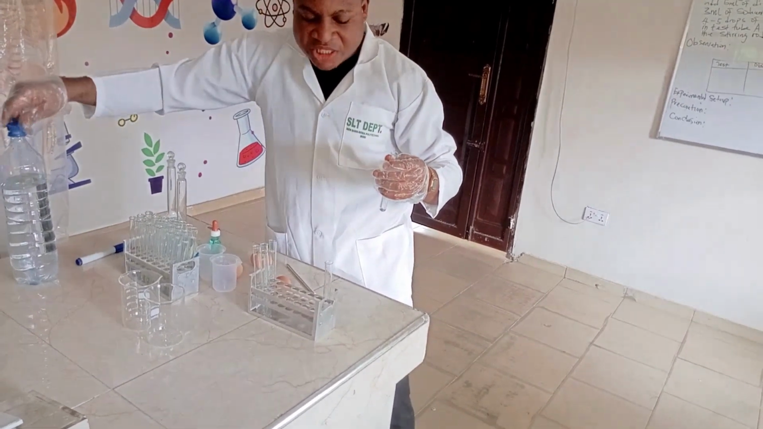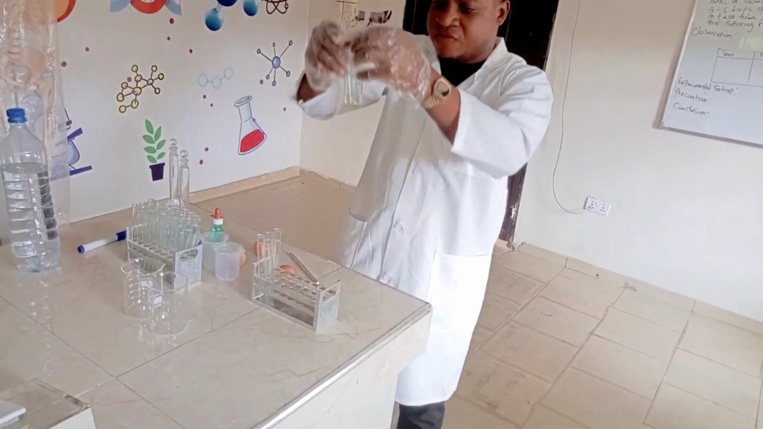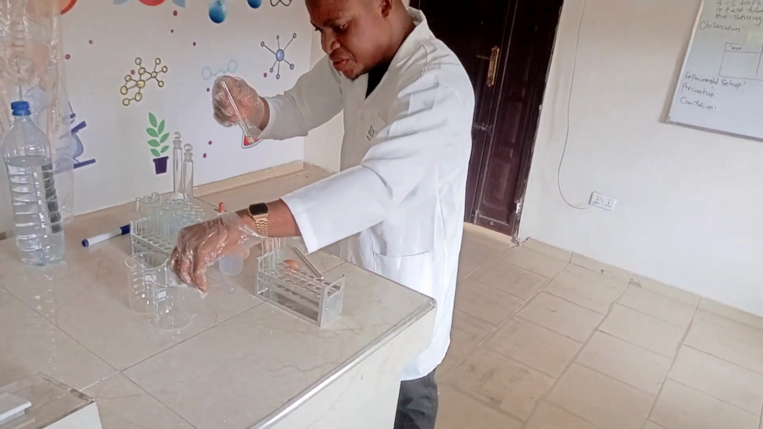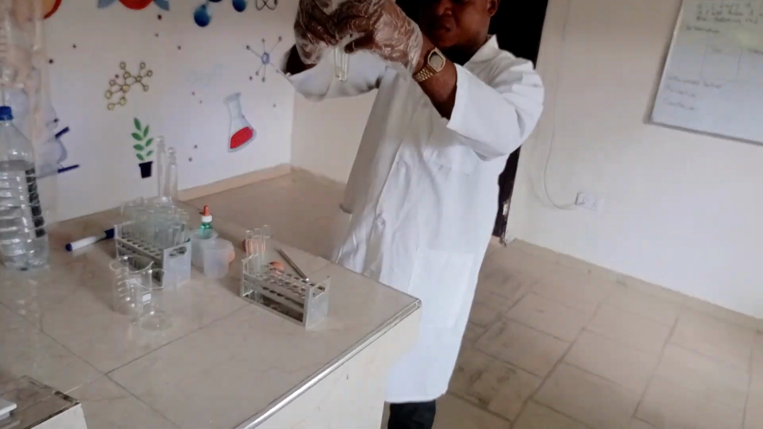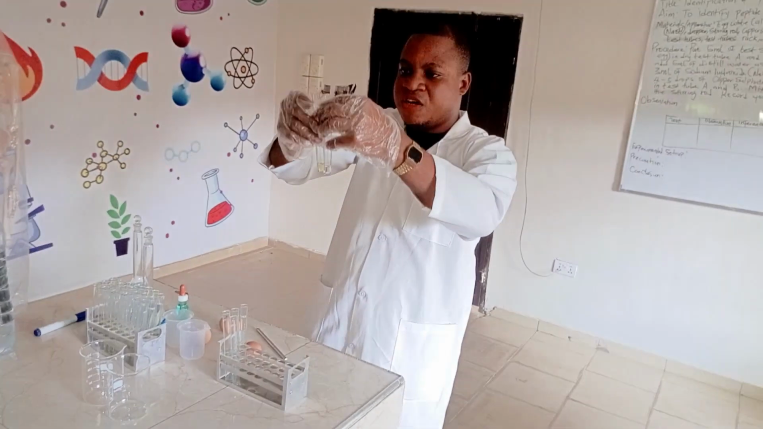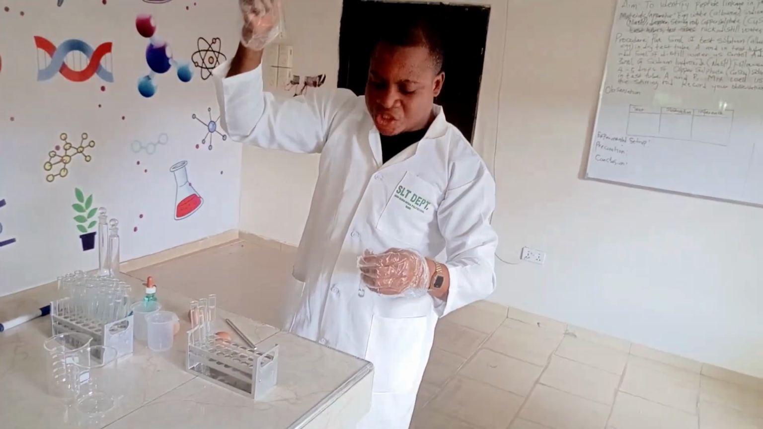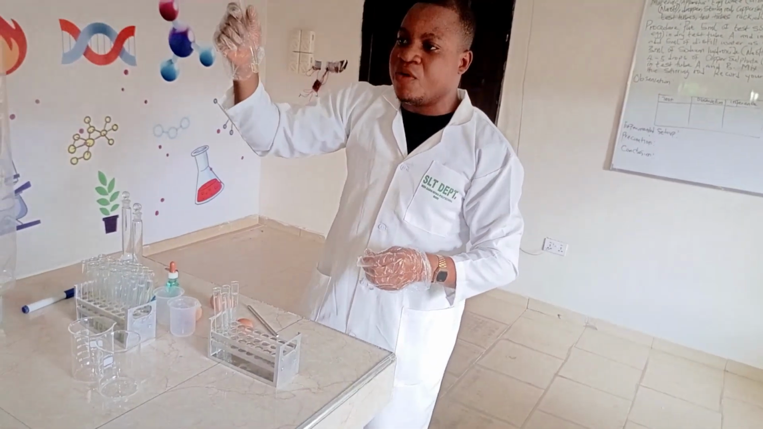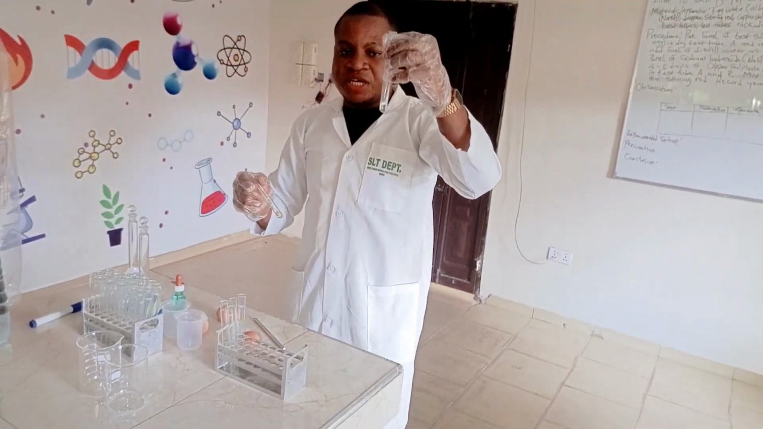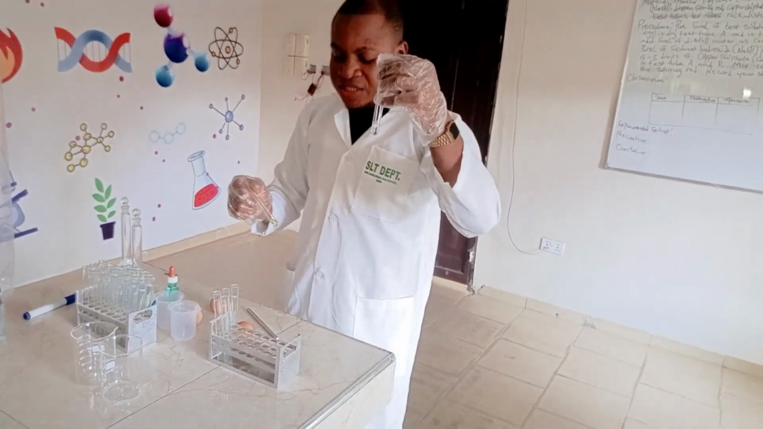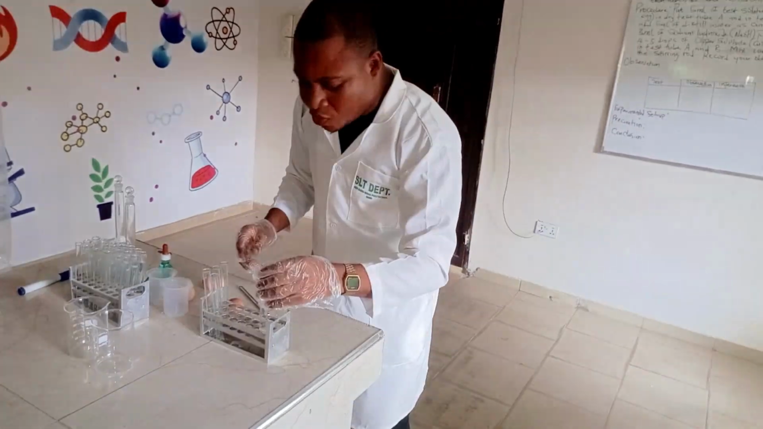I'll make sure they are of the same volume. So let me measure using that of the egg white. I will reduce this. Okay, they have the same volume. So this is test tube A. To test tube A, we added what? The egg white, and to test tube B, we added what? The distilled water. So we are going to carry out what?